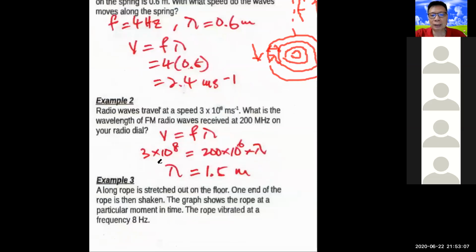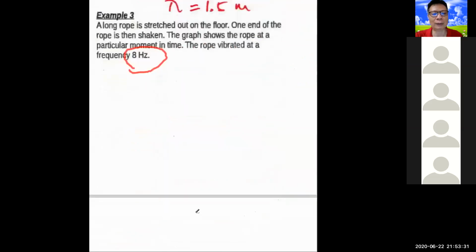Okay, number 3. A long rope is stretched out on the floor. One end of the rope is then shaken. You see the rope on the floor, you shake the rope, right? Then the rope will produce a wave. The graph shows the rope at a particular moment. The rope vibrates at frequency 8. Given already, frequency is 8. Okay, now the question.